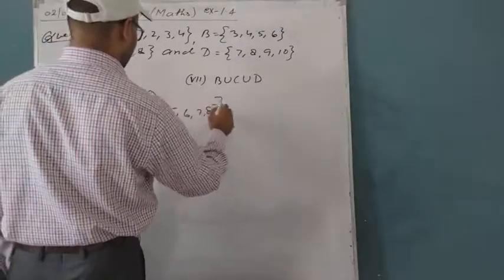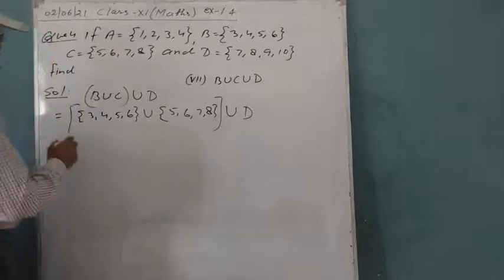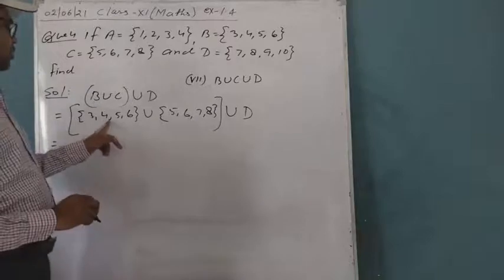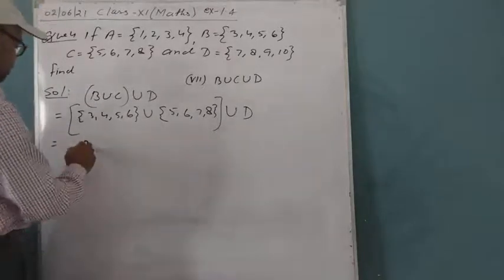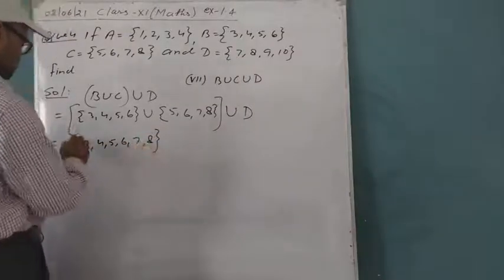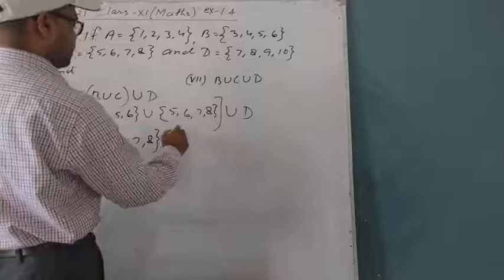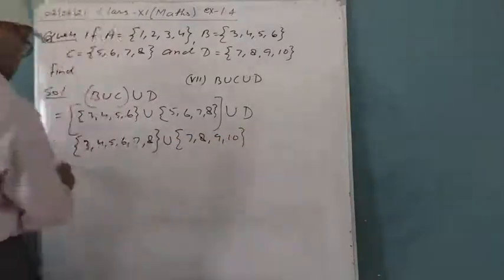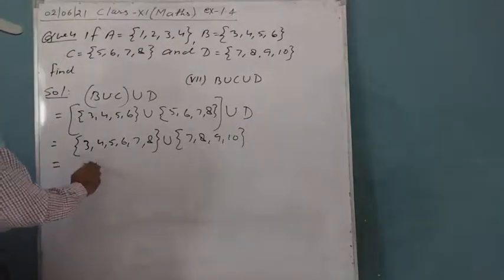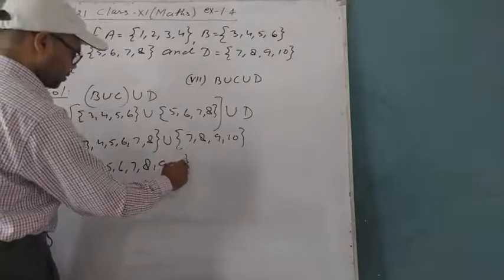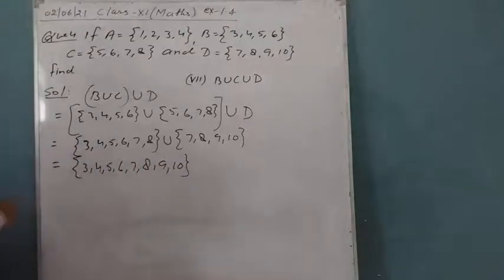Then B union C is equal to the set containing all the elements of B and C: 3, 4, 5, 6, 7, 8. Union D. D is {7, 8, 9, 10}. So it is 3, 4, 5, 6, 7, 8, 9, 10. This is B union C union D.